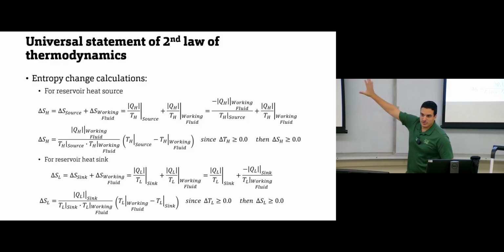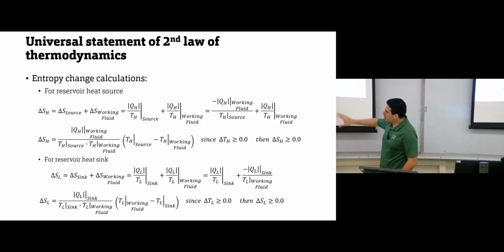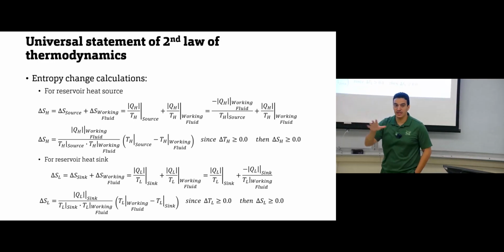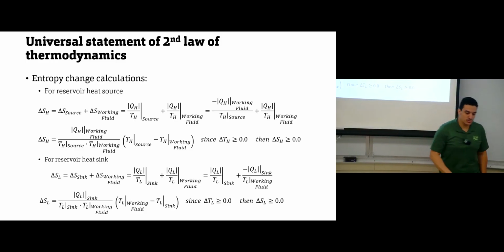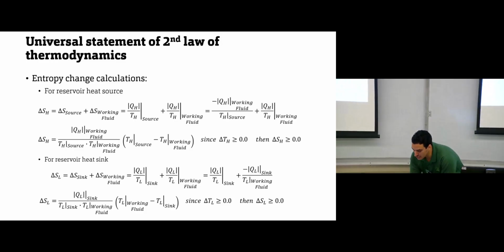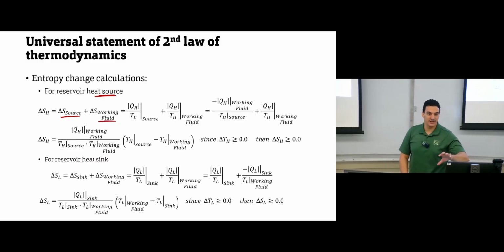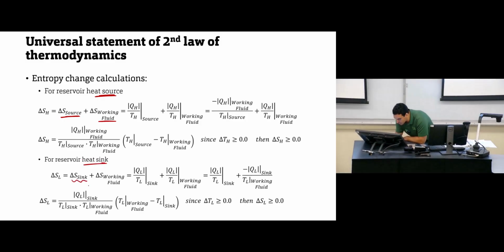Now, again, there is no need to memorize all of these things. But what I'm trying to do here is to see how the entropy will change in the source and at the sink. In order to study the entropy change at the heat source, I need to consider the entropy change for the source and the entropy change for the working fluid. If I need to make entropy analysis at the heat sink, then I need to see the entropy change for the sink and the entropy change for the working fluid.